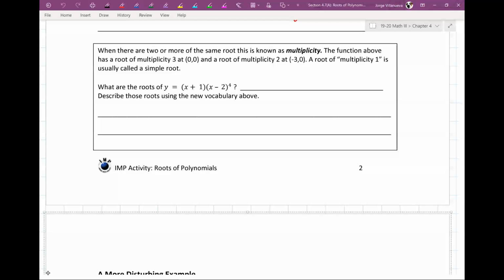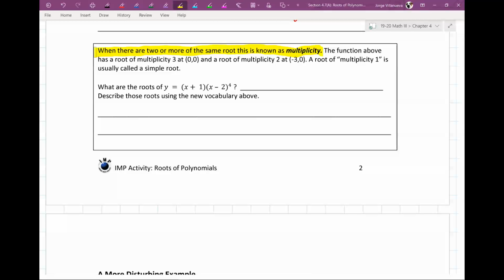So that's what they're talking about over here. It says when there are 2 or more of the same root, this is known as multiplicity. We'll highlight that whole thing for you guys, because that is a definition. It says the function above has a root multiplicity 3 at (0, 0), and a root multiplicity of 2 at (-3, 0). We did that. It says a root of multiplicity 1 is usually called a simple root.